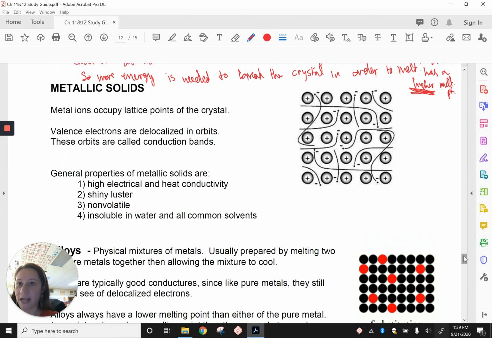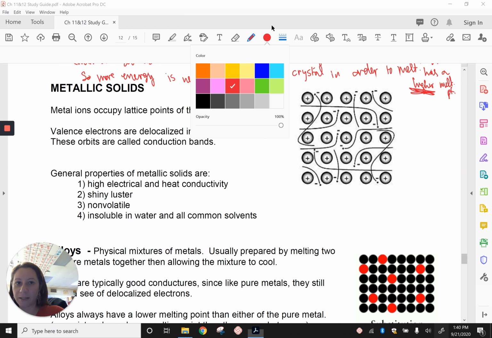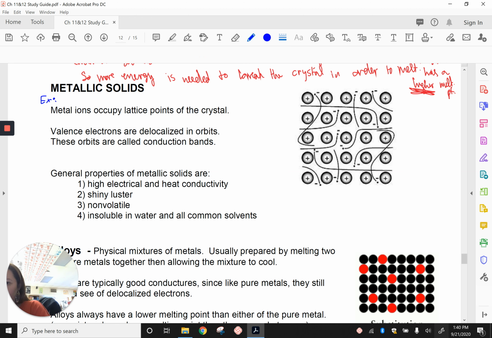Let's go to metallic solids. So metallic solids are obviously between metals. So examples would be any type of metal. So sodium, copper, gold, any metal really. So if you remember, metals lose electrons to become more stable, to have a noble gas configuration.